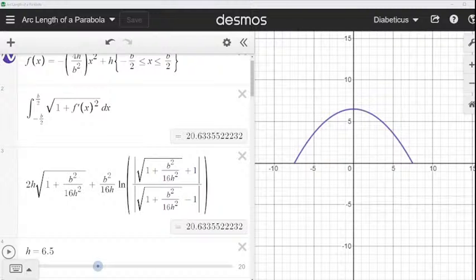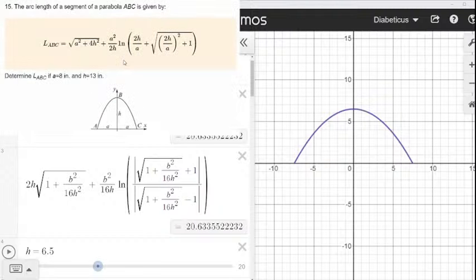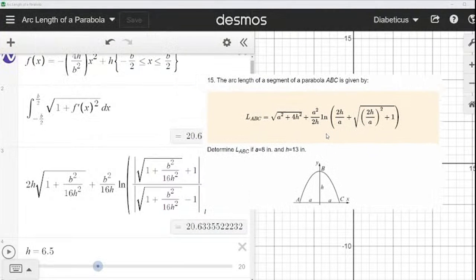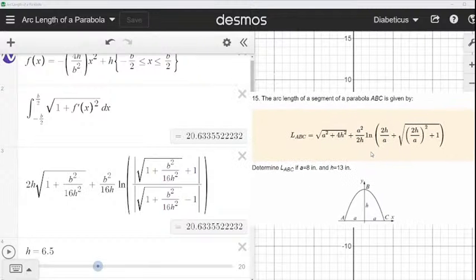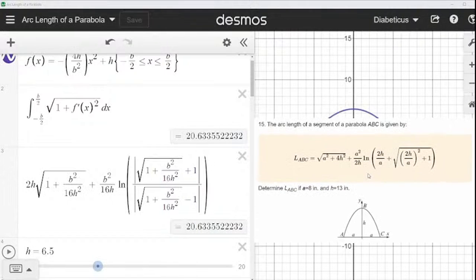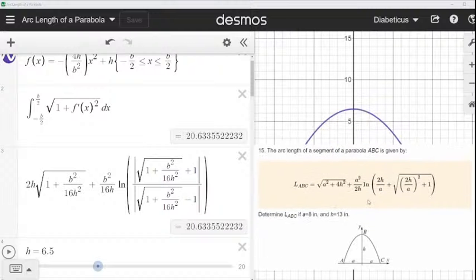What's this guy here? Let me compare this. So it's this guy here. This is by base and height. So you can see here, the arc length of a segment of a parabola is given by... We have a direct comparison, guys. Look at this.